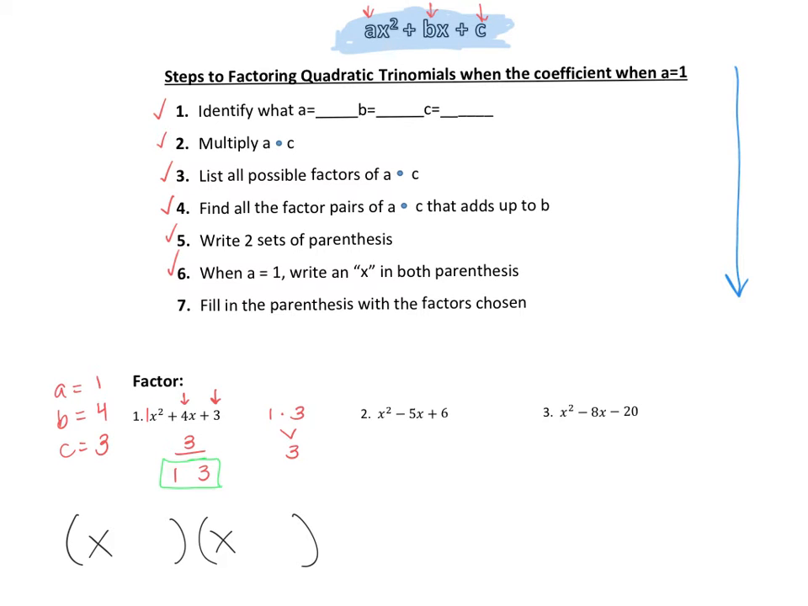The last step is step 7, which is filling in the parentheses with the factors chosen. The factors chosen were 1 and 3. They are both positive, so you fill in the parentheses as so: plus 1 and plus 3. And that's your answer. This is how you complete factoring. We are going to do the next one together.